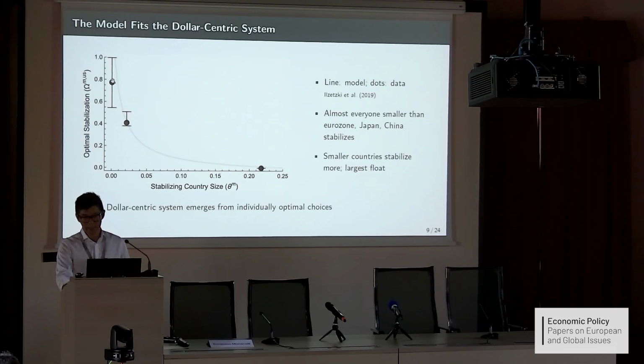And you indeed see that small countries stabilize quite a bit. Medium-sized countries stabilize a little bit less. And large countries are going to freely float, exactly as our model would describe. And so, as I mentioned before, with this framework, this dollar-centric system emerges endogenously from individual optimal choices.